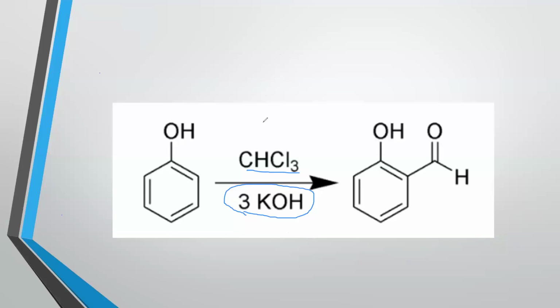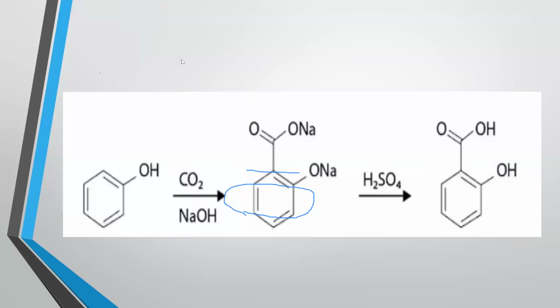There is also one question in a previous year question paper: in which reaction is the carbene or dichlorocarbene formed as an intermediate. They give you the option Reimer-Tiemann or a few names of other reactions. So your answer will definitely be the Reimer-Tiemann reaction. So this is the Reimer-Tiemann reaction.